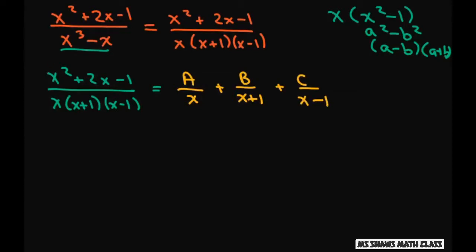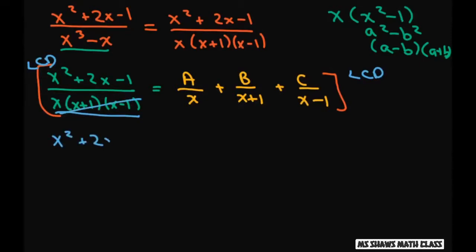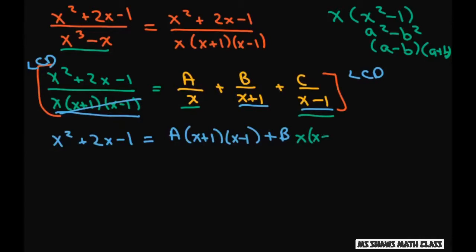Now, clear the fractions by multiplying by your LCD, least common denominator, which is this. So if you multiply both sides by your LCD, basically this will cancel. So you have x squared plus 2x minus 1 equals, write down your A, and the parts that are missing are x plus 1, x minus 1, plus B, and then you do these two parts. So that's going to be x times x minus 1, plus C, and that one's going to be these two parts. So that's going to be x times x plus 1.